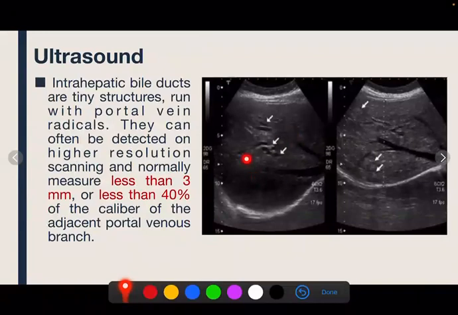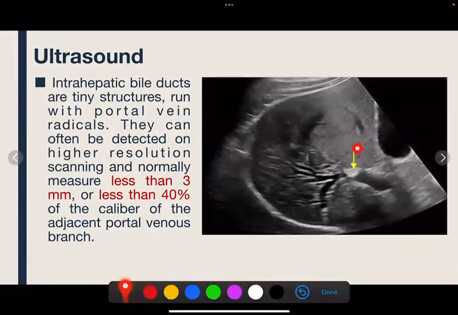The intrahepatic bile ducts can be seen in high resolution scanners and are usually less than 3 millimeters, or less than 40% of the caliber of the adjacent portal venous branch. Here we can see an obstructing lesion causing localized dilatation of the intrahepatic bile duct, which has a serpentine wavy appearance. We also call it the double barrel sign.